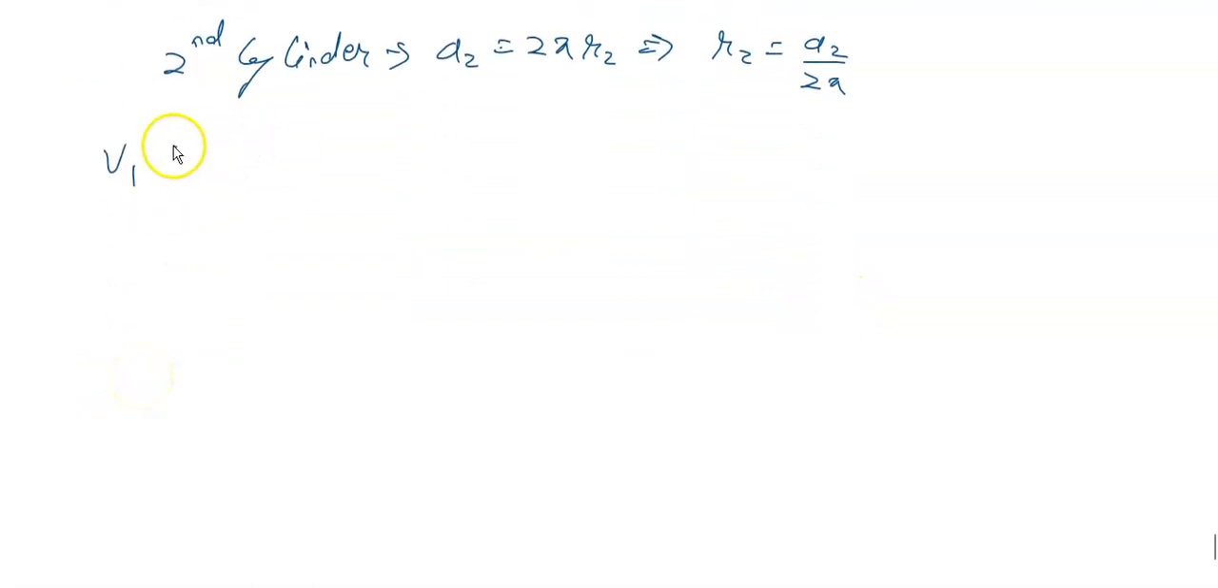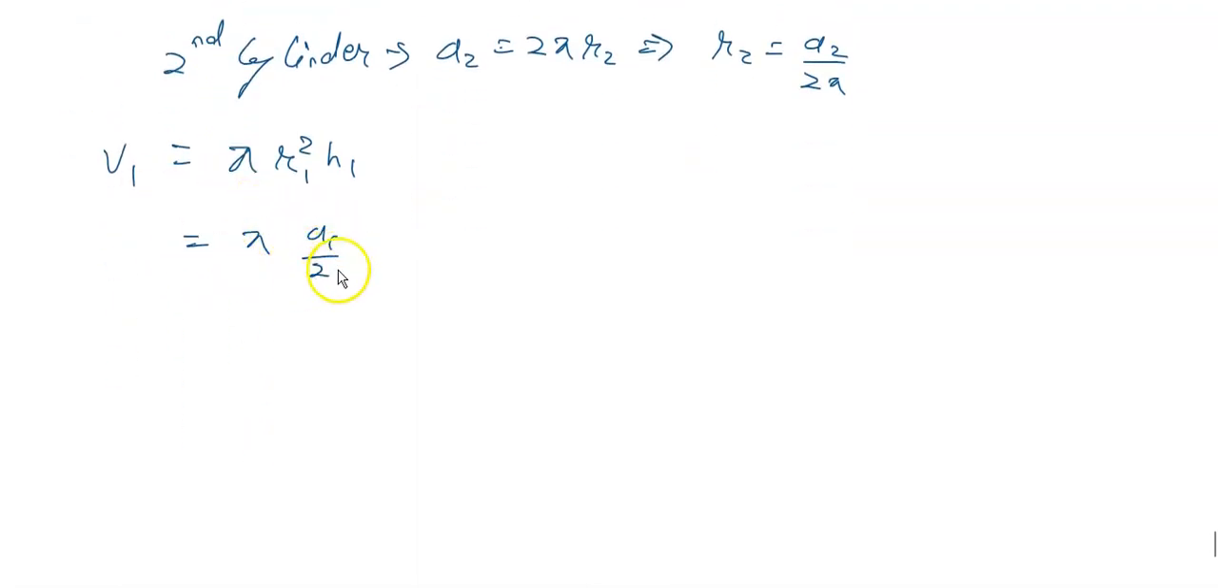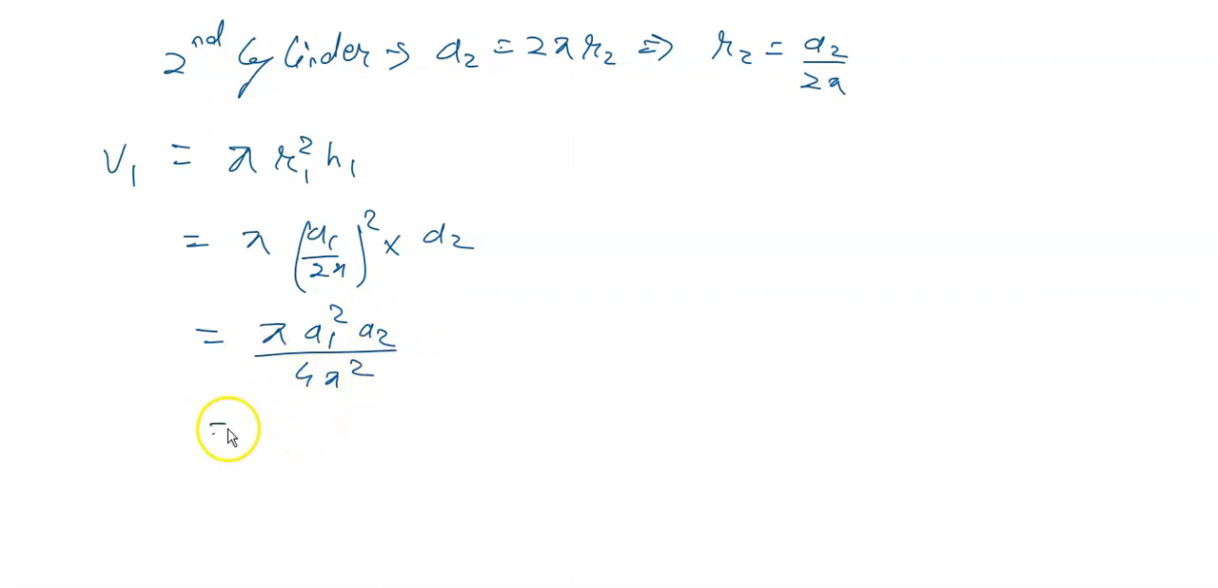Now we know volume V1. तो अगर मैं V1 को लिखूँ, तो that is pi R square H होता है. So R1 square H1, right? So this is equals to pi into R1, कितना find out किया हमने? A1 upon 2 pi. So A1 upon 2 pi whole square into H1, that is equal to A2, given height of the first cylinder. So this is pi into A1 square into A2 upon 4 pi square. ठीक है, तो इसको सिंप्लीफाई करेंगे तो pi से pi cancel, A1 square A2 upon 4 pi.